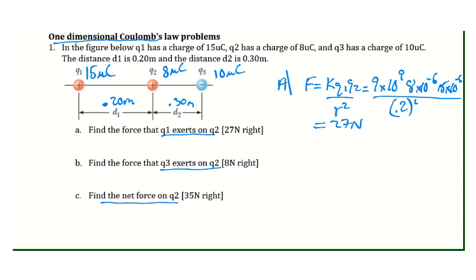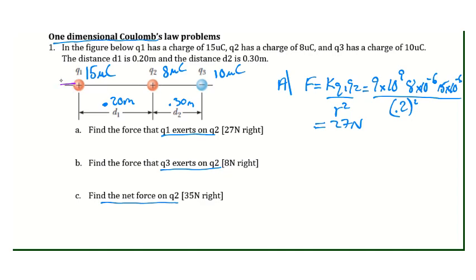So now we're going to look at the direction of the force. In this case, we had two positive charges. I said that I ignore the sign in the equation because I'm just looking for magnitude. But when we're dealing with net force, or any force really, you're going to need a direction. So you can see that they're both positive, which means they're going to repel.